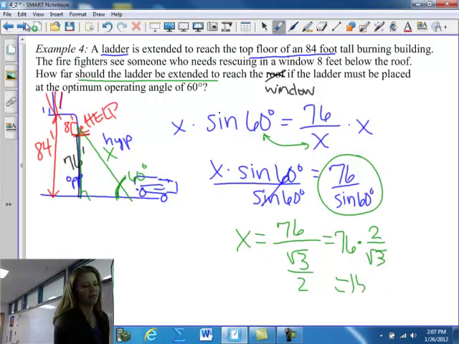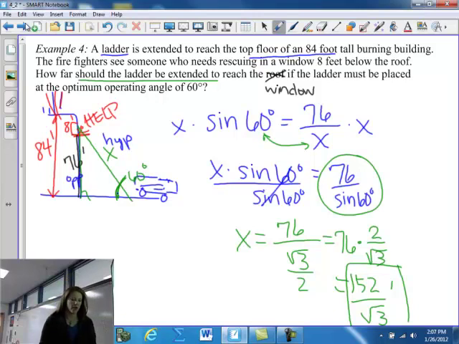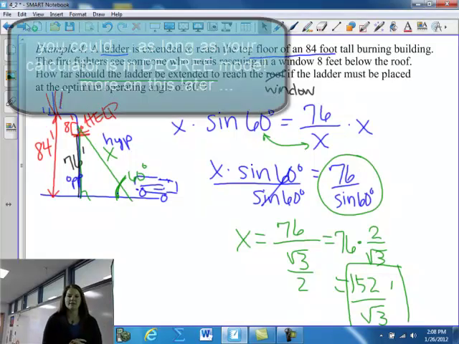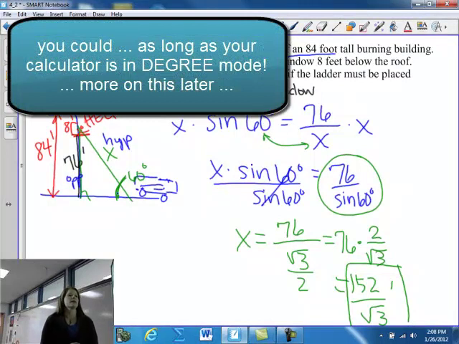So we have 152 divided by the square root of 3 feet. Can we leave it that way? Well, it depends on if I have a calculator or not. If this was a no calculator question, you would stop right there. You have 152 divided by the square root of 3 feet. If I had a calculator, could I just type in 76 over sine of 60? Yes, if you had a calculator, you could type in 76 over sine of 60. And we're going to practice both of those next class, doing it with and without a calculator.